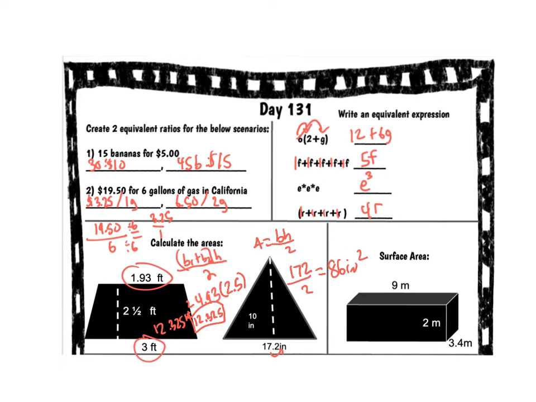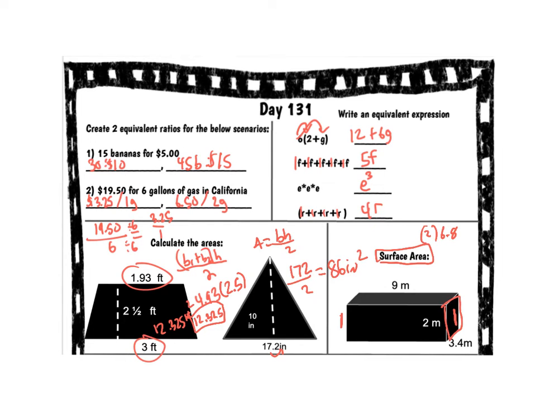86 inches squared. Remember, for surface area, we have to find the area of each side and then multiply each side by 2. Because remember, there's 6 faces, but 3 of the faces are the same. So we have this one, which is the same as this one. So it'd be 3.4 times 2, because we're going to find the area of this square. So 3.4 times 2 is 6.8. So we have 6.8 as 2 sides.